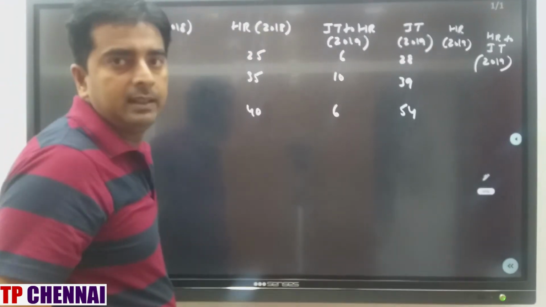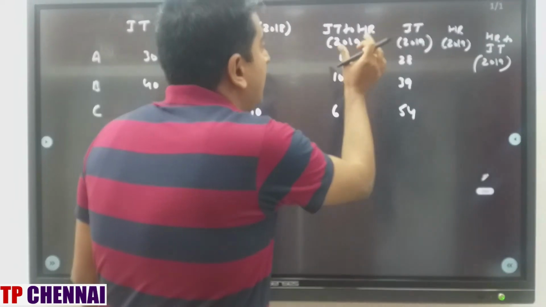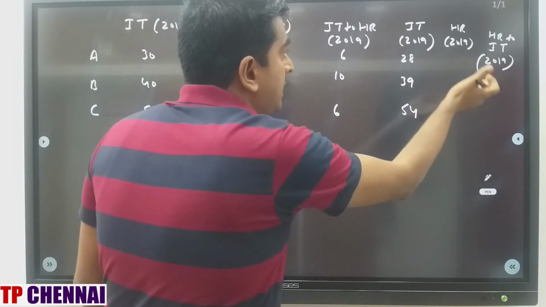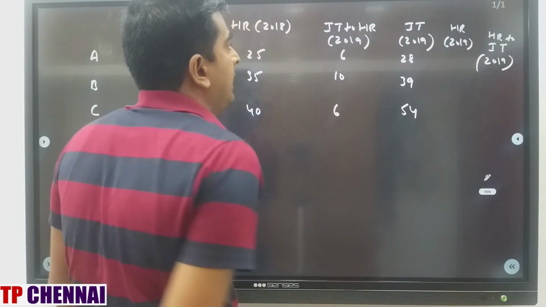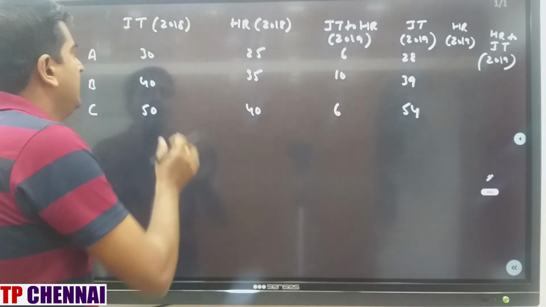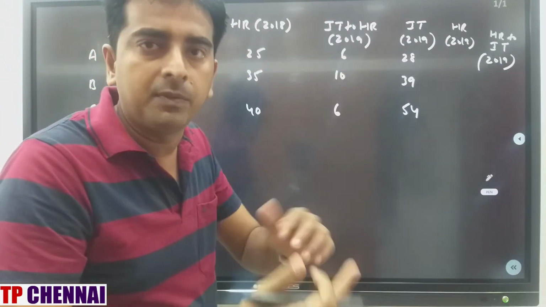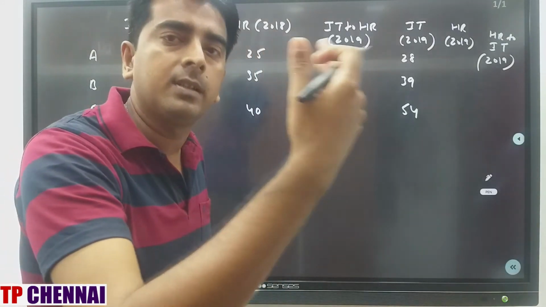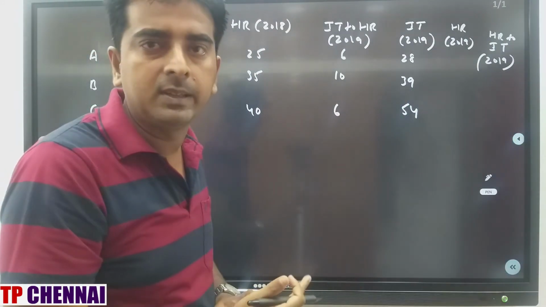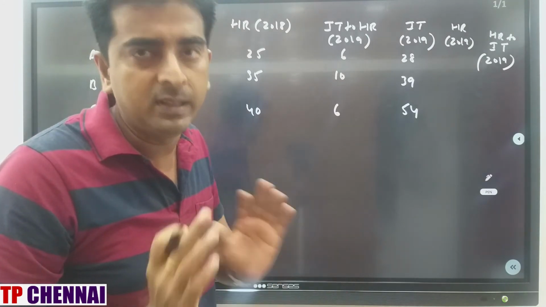HR 2018 they have given you, HR 2019 we have to calculate, and how many students a person transferred from HR to IT in 2019. IT to HR we know, right? Tricky one. 30 plus 25, 55, because no person has left the job and no person has gone outside, no person has come inside. That means mutual transfer will be there. That means number of persons in the department will be same.